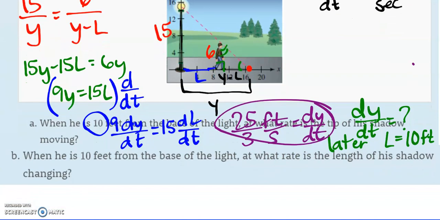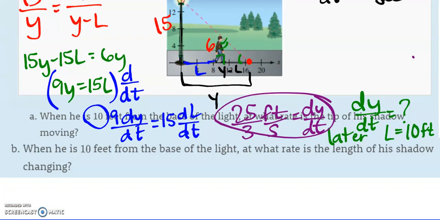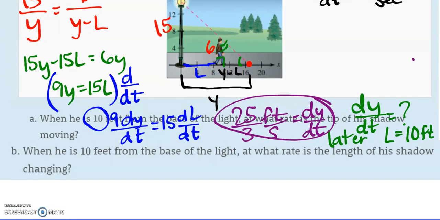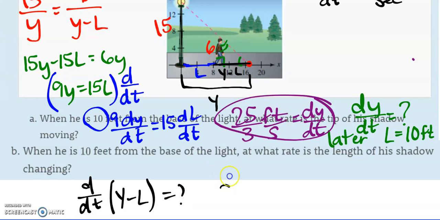All right, so when he is 10 feet from the base of the light, at what rate is the length of his shadow changing? Well, now this is interesting. There's a lot of different ways you can do this, which I wrote in my answer key. The length of his shadow is represented right here. So all I'm asking for is the rate of change with respect to time of y minus L. Well, I can just do that: dy dt minus dL dt. I'm just going to take the derivative of each one and subtract them.